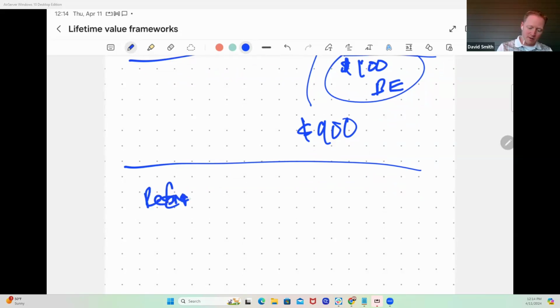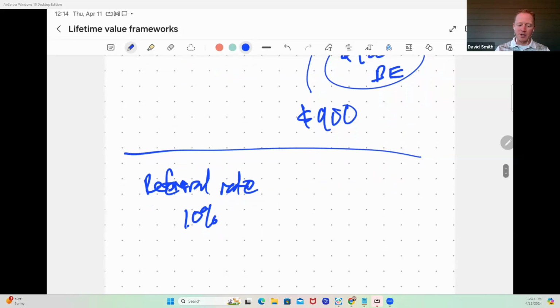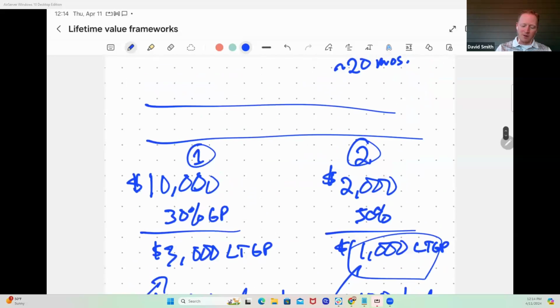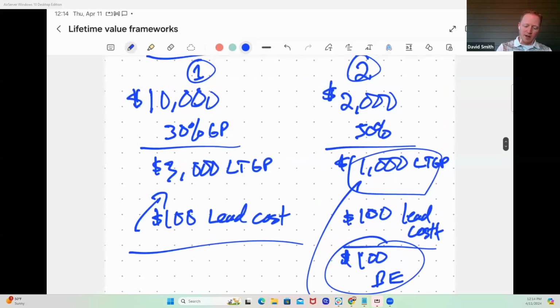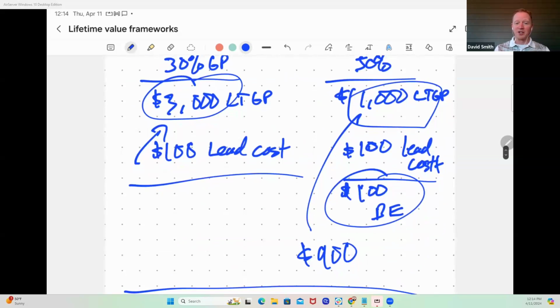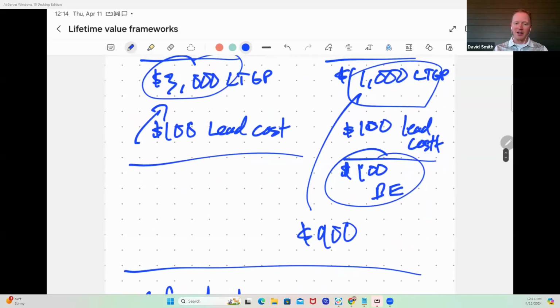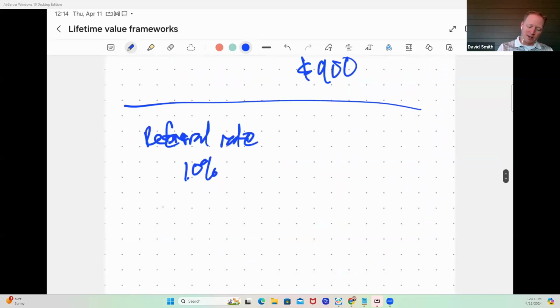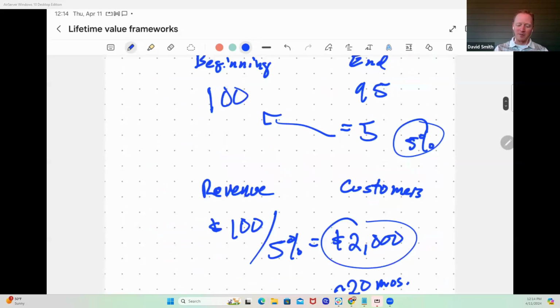Let's spell it right. Referral rate is, let's just say it's 10%. If I know my referral rate is 10%, my lifetime gross profit is 3,000 without taking into account my referral rate. We can add 10% more because we know that for every customer I get, 10% of them are going to send me another $3,000 valued customer. So then I can actually take up my lifetime gross profit to 3,300.